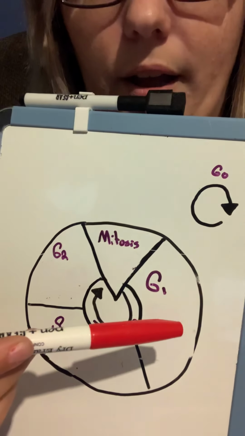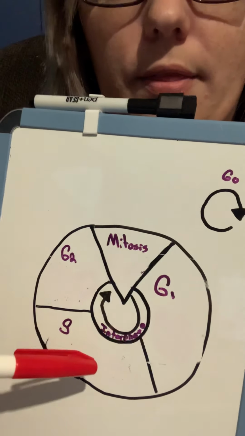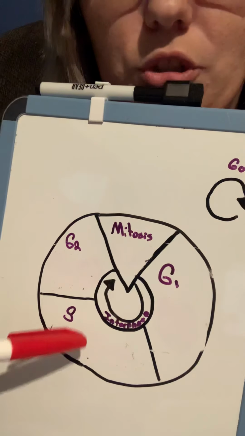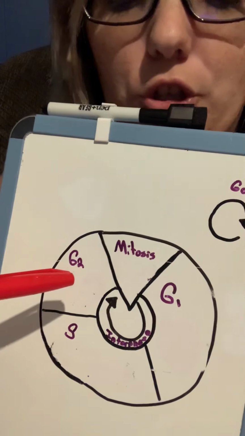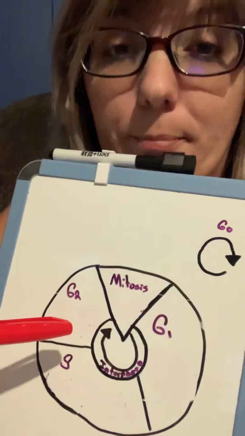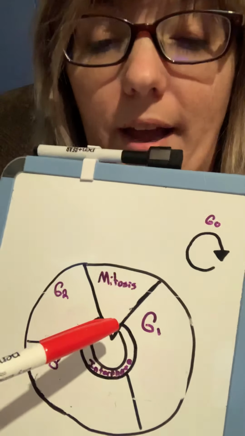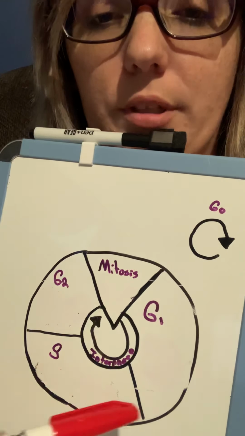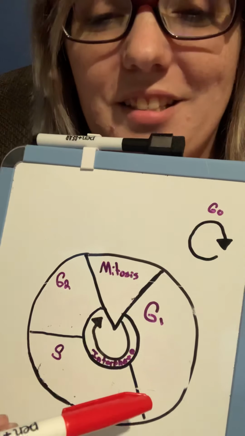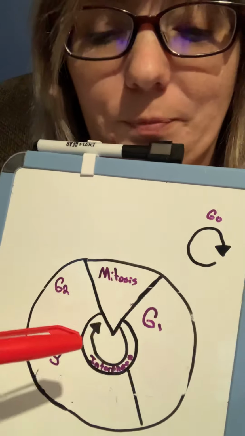Next we have our G1 stage, which is when the cells actually begin to grow. Then we have our S stage, which is when the DNA synthesizes. We have our G2 stage, which is when the cells prepare to actually divide. And then finally we go into mitosis, which is when the cells actually divide. The G1, S, and G2 stages are all known as interphase. Mitosis and the G0 stages are separate things.